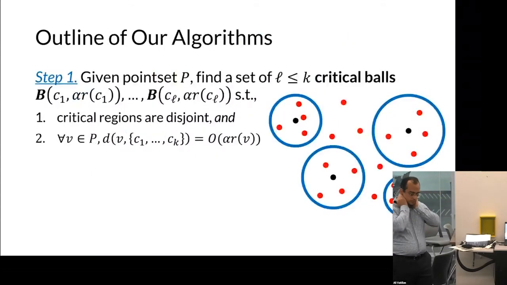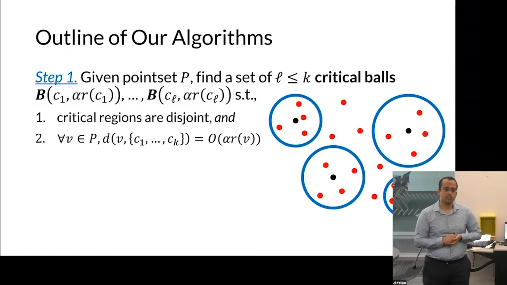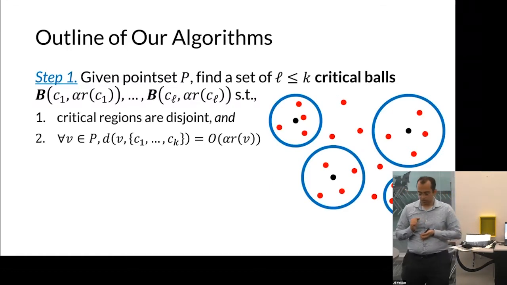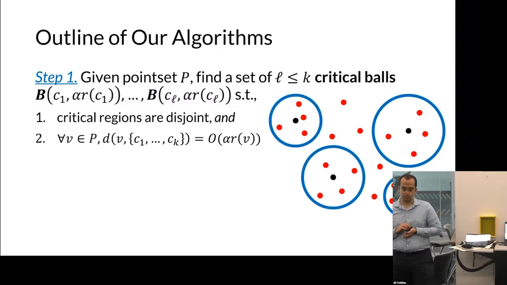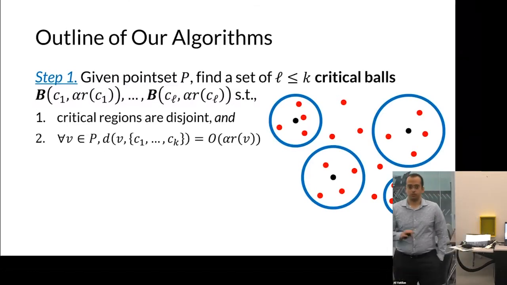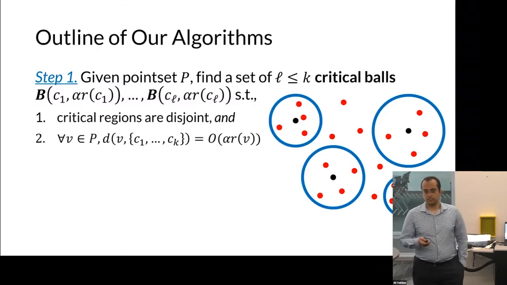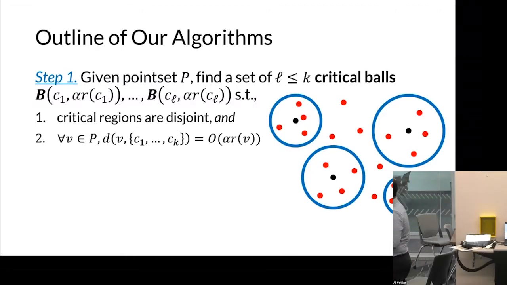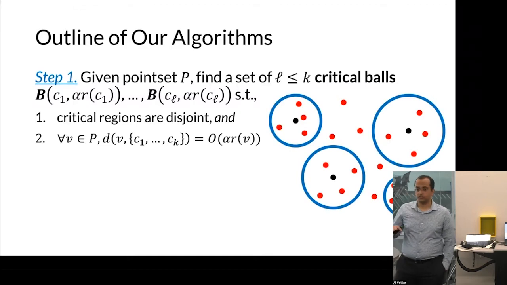This is the outline of our algorithm, and at a high level it has two steps. The first is that we need to come up with a set of critical balls, which is used by all three algorithms described. This is the definition of a critical ball. Given a point set P, we would like to find a set of L critical balls, where L is at most K, such that the balls are disjoint, and for any point v in P, the distance of v to one of the centers C1 to CL is at most of order alpha times its fair radius.